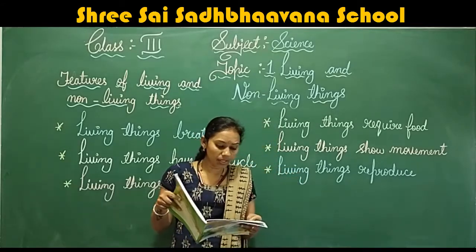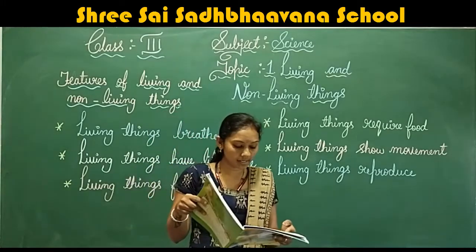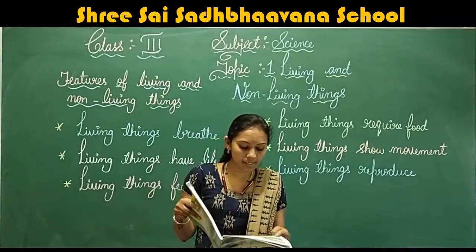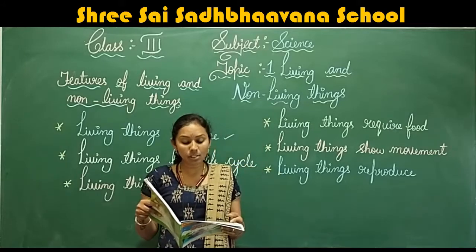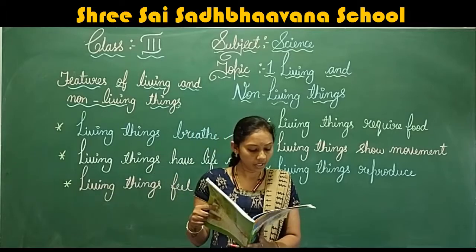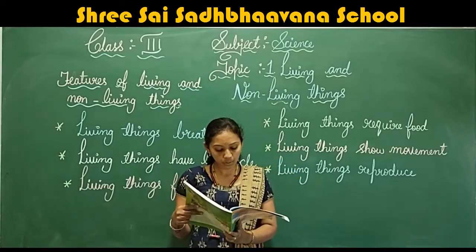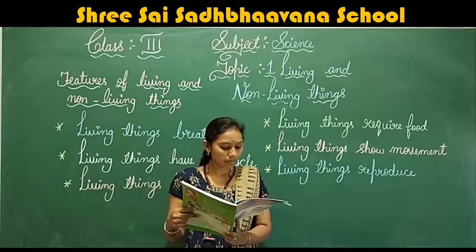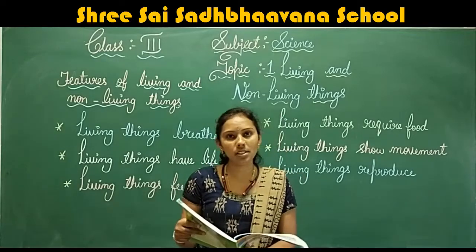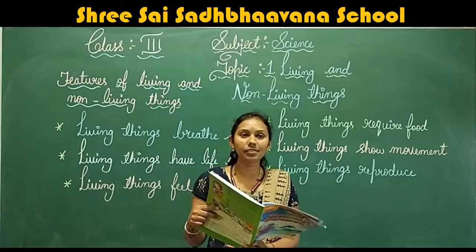Next, coming to the next point, living things show movement. This we have already discussed, when I was giving the introduction. Human beings and animals move from one place to another in search of food, water and shelter. They also show movement to protect themselves from enemies. Birds fly, fish swim, snakes crawl, and frogs jump. These are the movements of living things.